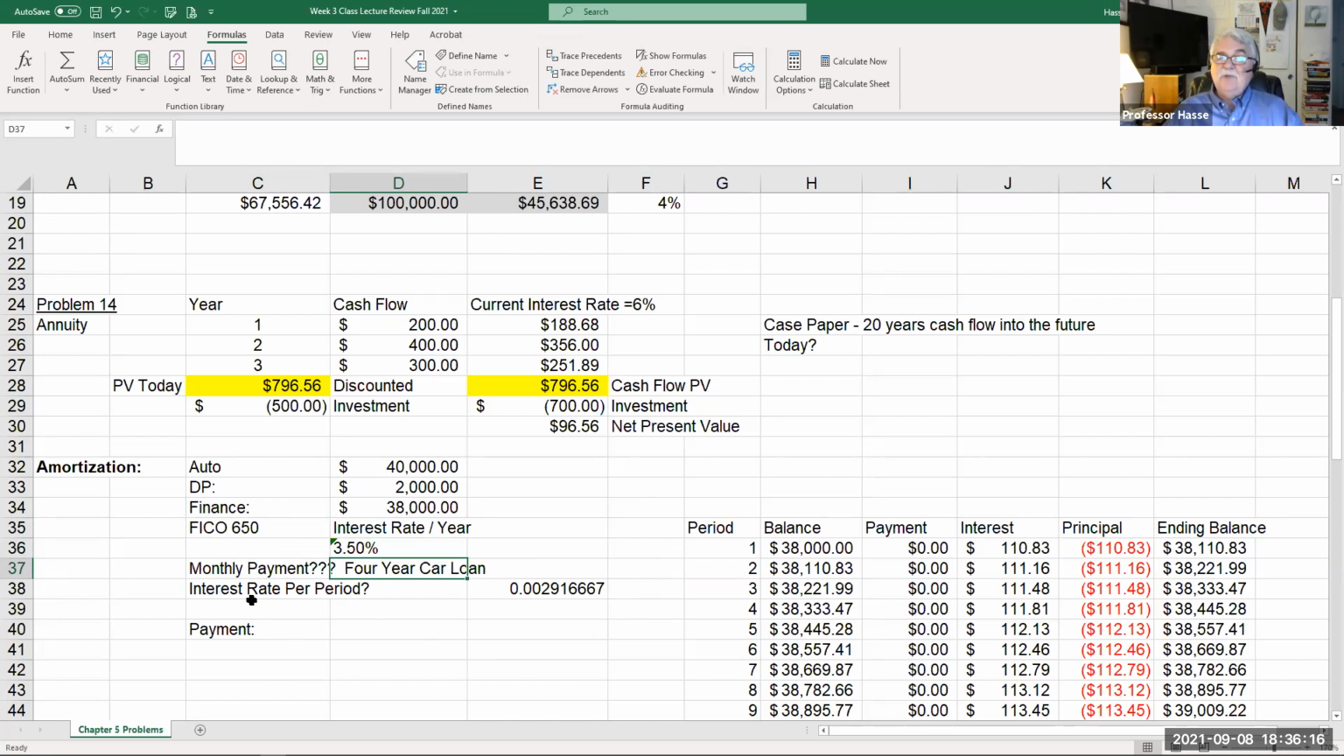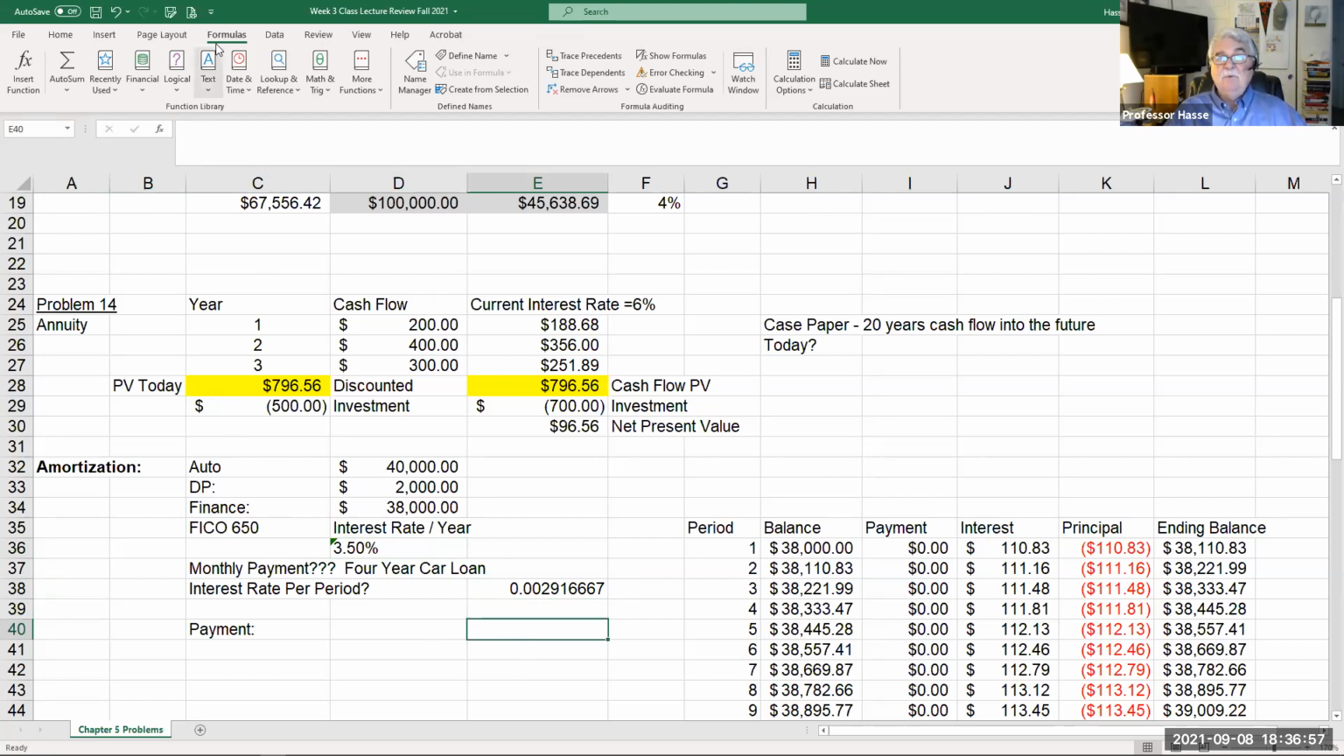So what is the interest rate per period? Remember, this is a 3.5% rate and I'm making monthly payments. So how much is 3.5% divided by 12 months? If I take 3.5%, 0.035, and divide it by 12 months, that's an interest rate per month of basically 0.291667% a month, or in decimal, 0.00291667. That's my interest rate per period. Now they're going to calculate your monthly payment.